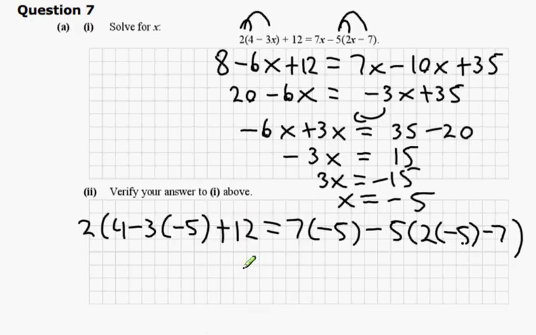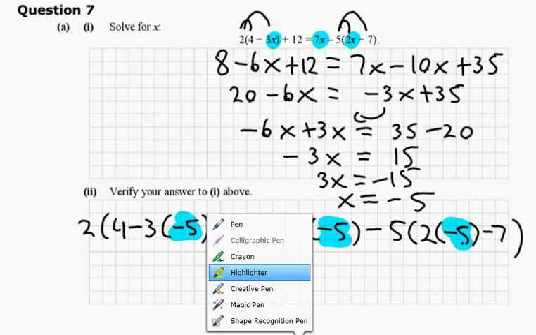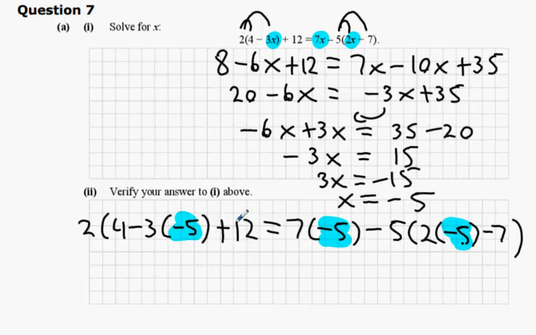What has basically happened there is this: anywhere there's an x, it's been replaced with a minus 5. Okay? And then that's verifying your answer. And then you've got to work it out.